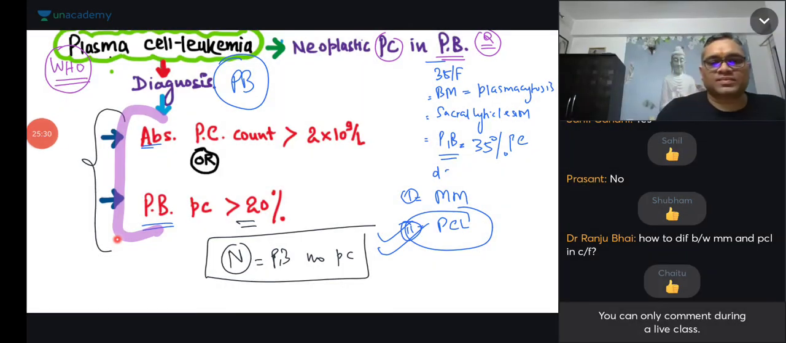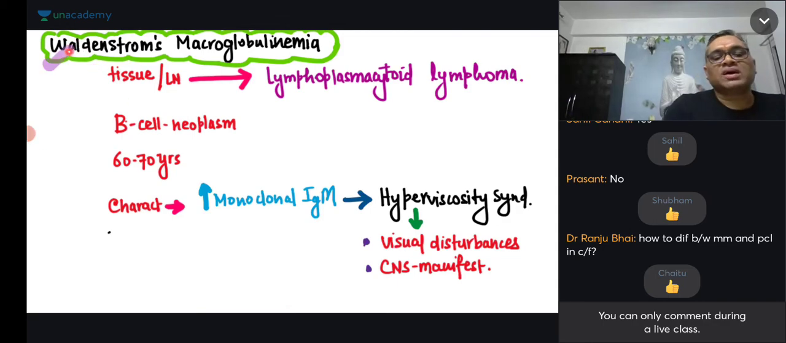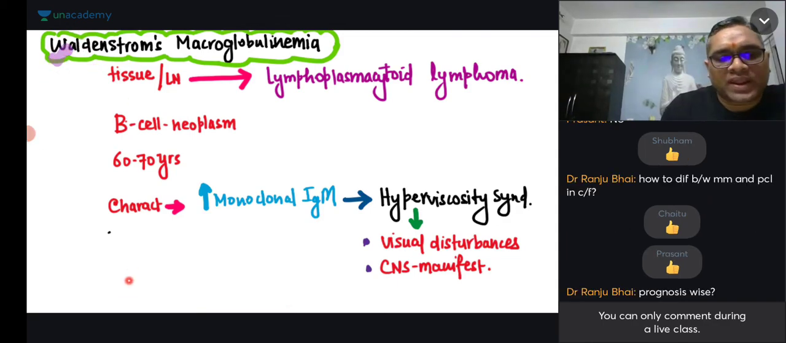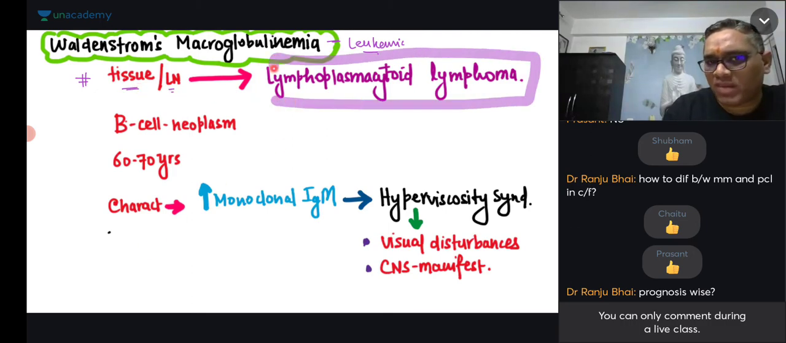Right? Fine, I think we should finish off, otherwise it will keep going on. What is Waldenstrom macroglobulinemia? This is another immunoglobulin disorder. It is the leukemic form, right? And when they involve the tissue or the lymph node, they are called lymphoplasmacytoid lymphoma. Remember, lymphoplasmacytoid lymphoma, right?